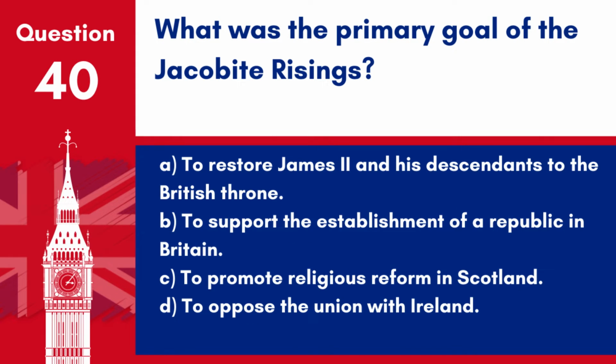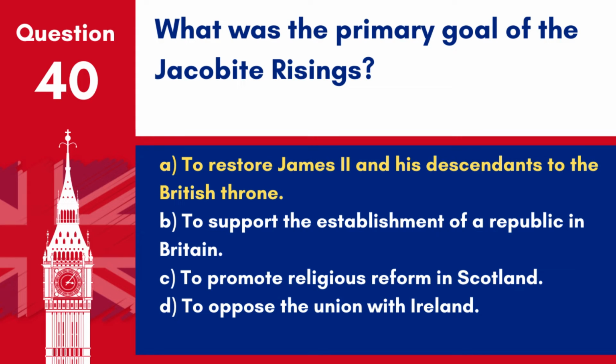Question 40. What was the primary goal of the Jacobite risings? A. To restore James II and his descendants to the British throne. B. To support the establishment of a republic in Britain. C. To promote religious reform in Scotland. D. To oppose the union with Ireland.